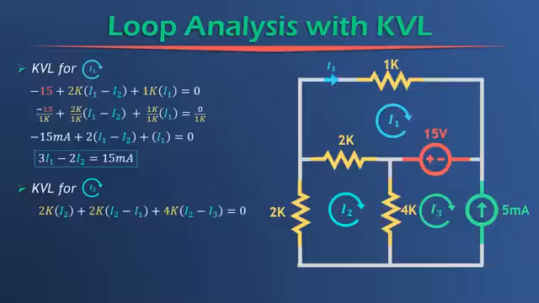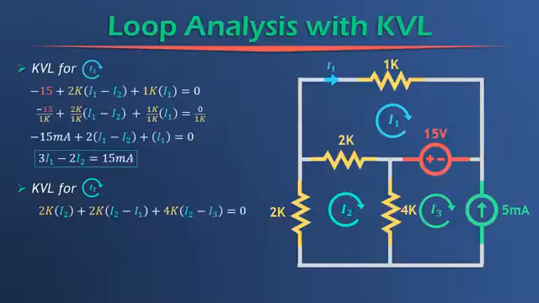So if we're in our loop and we move clockwise, the first thing we come upon is the 2K resistor. What's the voltage across this 2K resistor? Well, it's simply going to be, again, the current through that resistor times its resistance. So what's the current going through that resistor? Well, it's only going to be I2. There's no other associated currents. Nothing else is flowing through the 2K resistor.